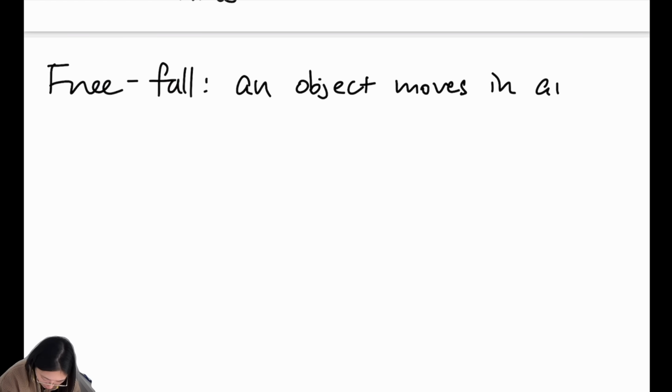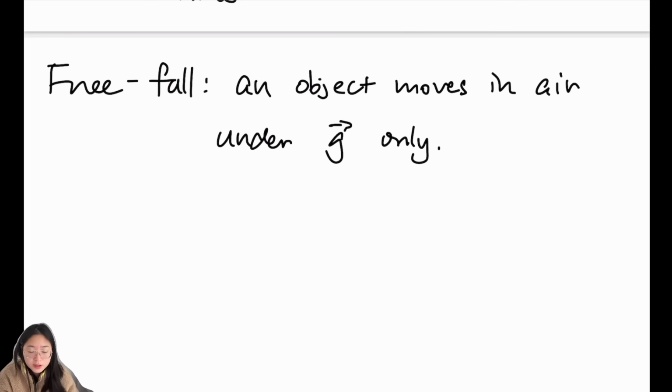Now I'm going to give you a couple of examples of the linear motion in real world. So one of the most common linear motion with a constant acceleration is free fall. So free fall means an object is moving in air under the influence of the gravitational force only. So it only experiences an acceleration that is pointing downward. So gravitational acceleration means it's a 9.8 meters per second squared downward acceleration.